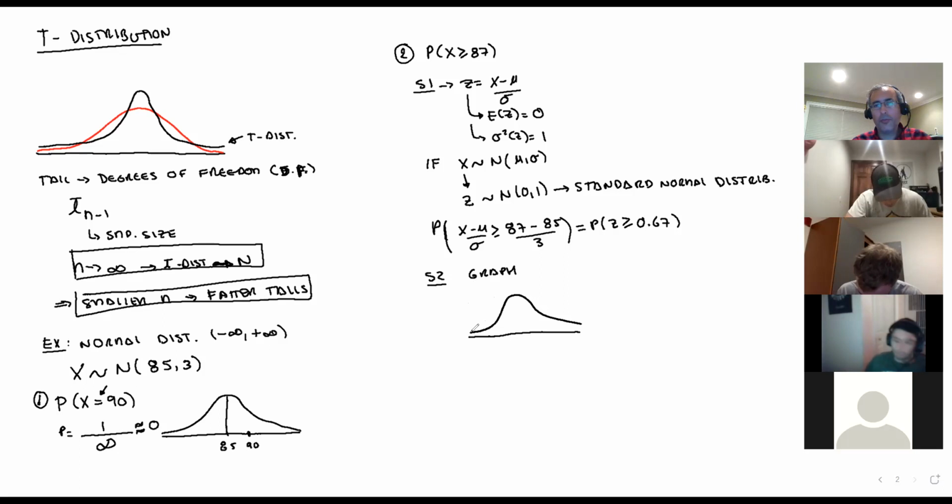Okay, so I will do, this is zero, correct? That represents, in terms of Z, this is zero. In terms of X, this is 85. Okay, so we're talking about the same numbers transformed. Now, what I'm saying is I'm looking for this value, 0.67. 0.67 is going to be around here.